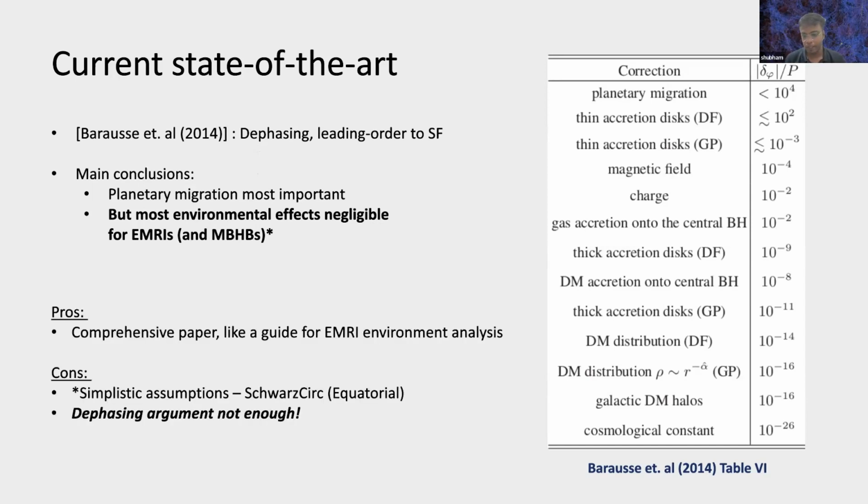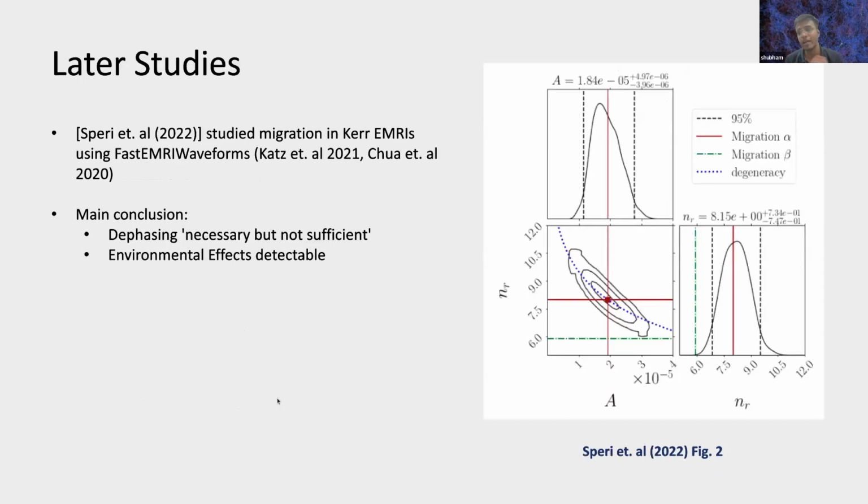The pro of this paper is that it's a very comprehensive analysis. Everything is given step by step, so it's almost like a guide for EMRI environmental analyses of the future. However, the main con is that the analysis is quite simplistic. It assumes a Schwarzschild supermassive black hole in the center, and the orbit that the secondary takes is circular and equatorial. So it's an axisymmetric system, which is not a realistic EMRI you would find in nature. At the same time, this dephasing argument is not enough, as is also seen by later studies.